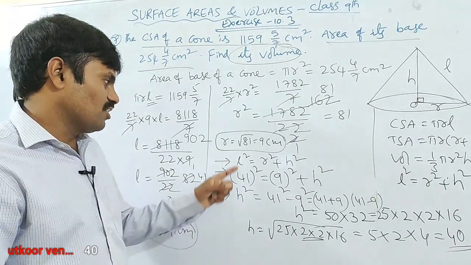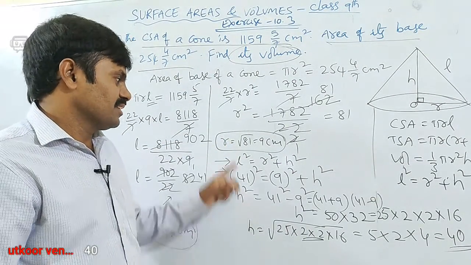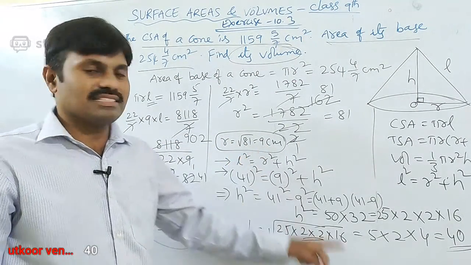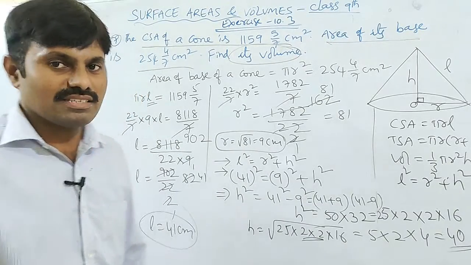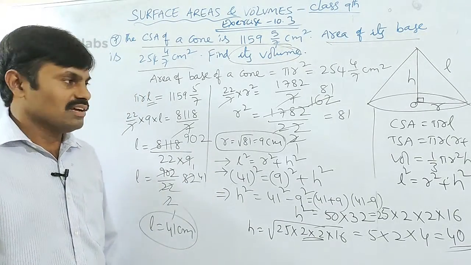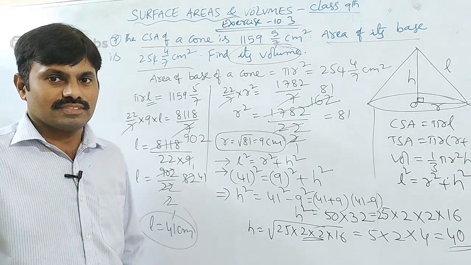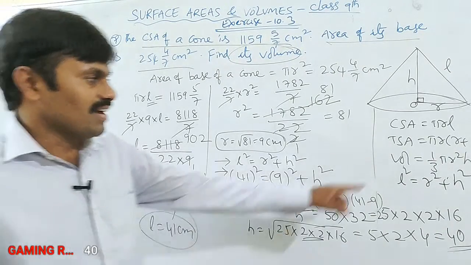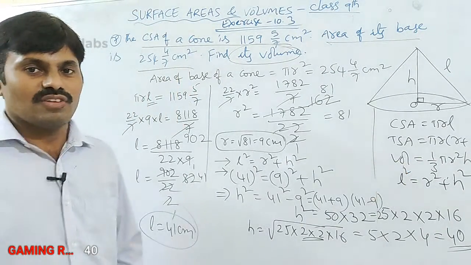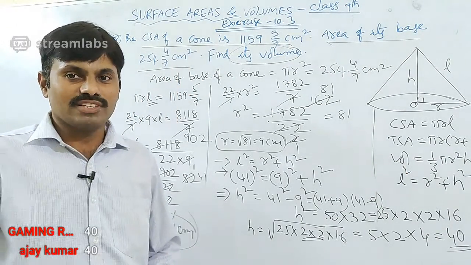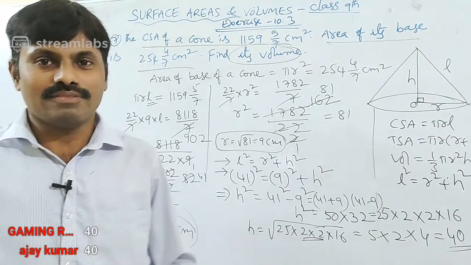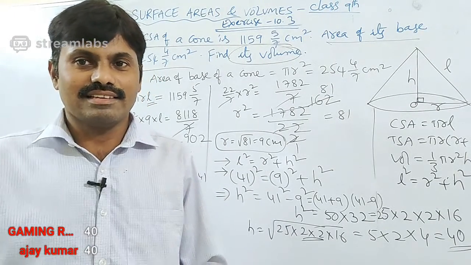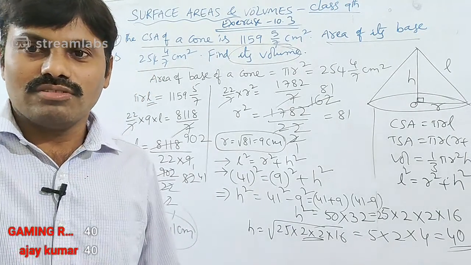Now we have the values of r and h, where r is 9 centimeters and h is 40 centimeters. Is it clear? Now substitute the values in this and find the volume of the cone. Quickly find out the volume of the cone.